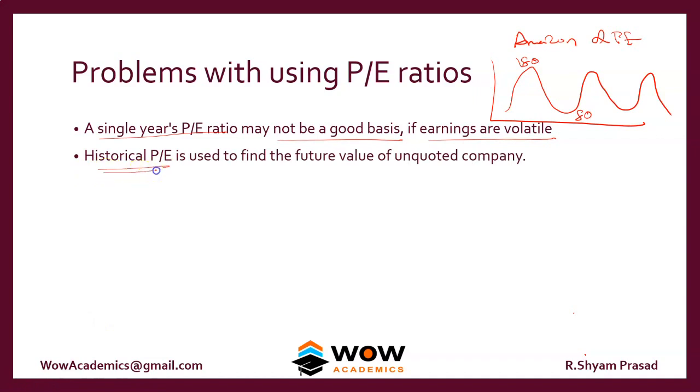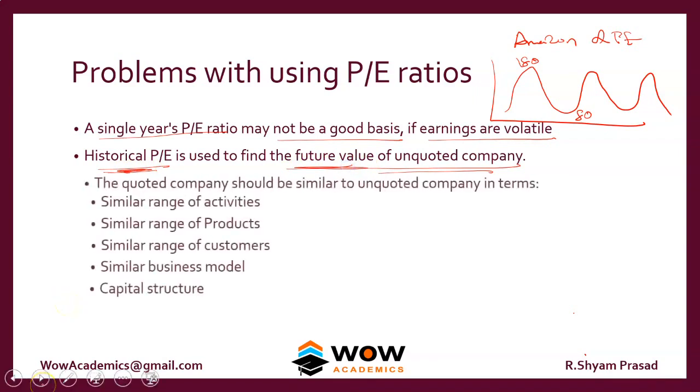Historical PE is used to find out the future value of an unquoted company. So we try to find out the historical PE, what the PE was earlier, and we try to value the future value of a company. So we use past data to value the future. That in itself is wrong.